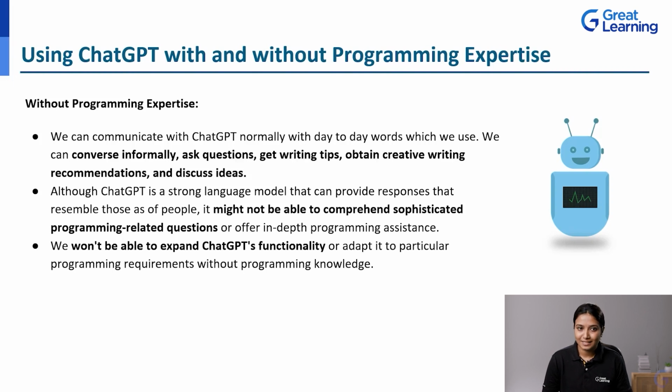Although GPT is a strong language model that can provide responses that make it feel like you're talking to a person or any other human being, it might not be able to comprehend sophisticated programming-related questions, right? So you can use it to one extent, but you cannot give the complete use case of what's happening and you cannot ask for the solution from ChatGPT. It doesn't happen. End of the day, a human brain is a human brain and a machine made is a machine made, right? So you have to implement your idea in order to particularly find a solution for your problem.